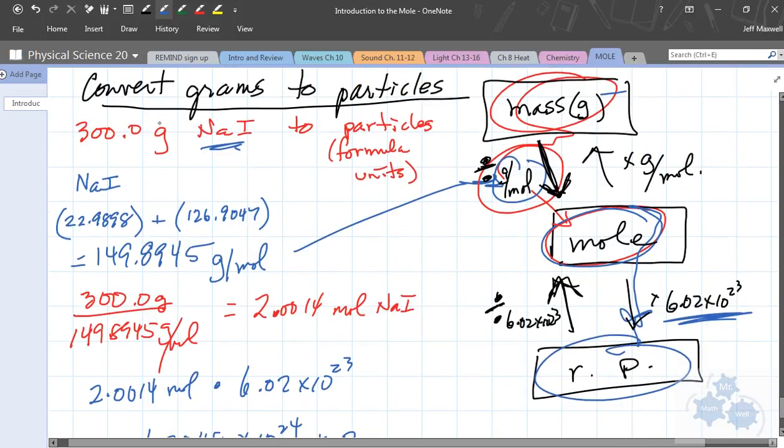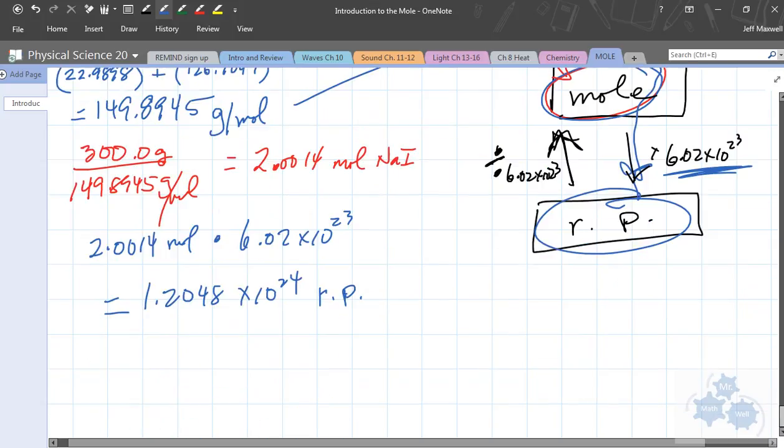And so we're almost done. Check your sig figs. There's 4 there. So do I have 4 sig figs? 1, 2, 3, 4, 5. Nope. So 1.205, rounding this one. And there's your answer.